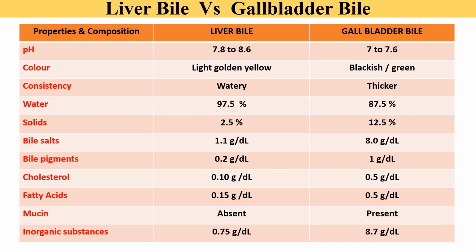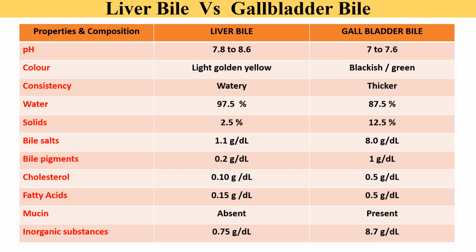Since the bile produced by the liver cells flows into the common bile duct and gets stored in the gallbladder where the bile is concentrated, there are slight differences between the properties and composition of liver bile and gallbladder bile. Here in this slide, you can easily compare between the two types of bile.